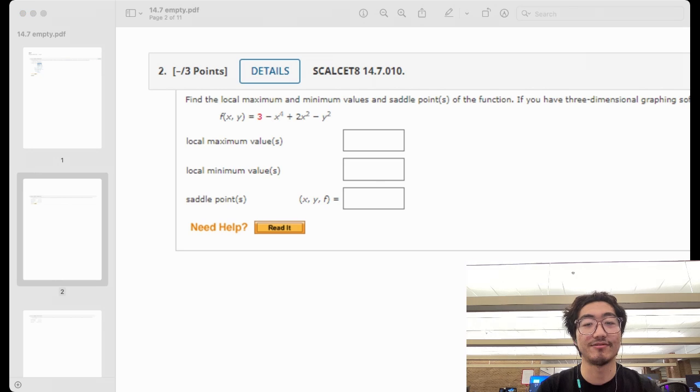Your first step is to use the second partial derivative test. It's capital D. If capital D is positive and fxx is positive, there's a local minimum. If capital D is positive and fxx is negative, then a local maximum occurs. If capital D is negative, then there's neither a local minimum nor a local maximum.